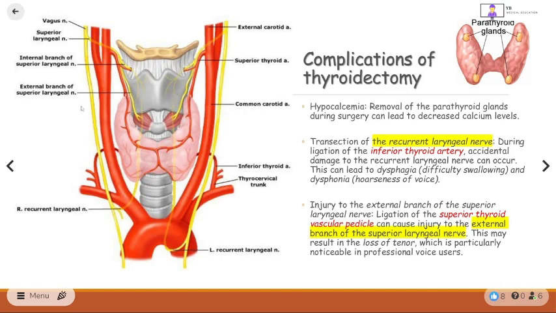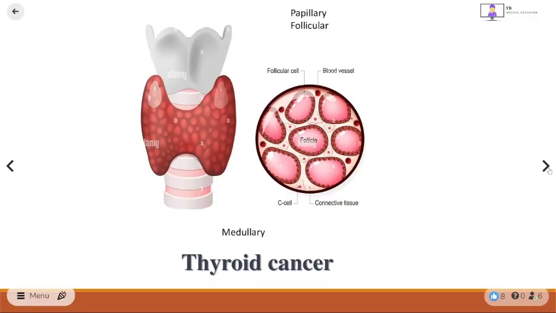So you could get symptoms of hoarseness or anything like that after surgery. And you should know that if you get these symptoms, you might have done some damage to one of these nerves. And also, you could remove the parathyroid glands when you're trying to remove the thyroid gland. So this will lead to hypocalcemia after surgery. So let's see a case.